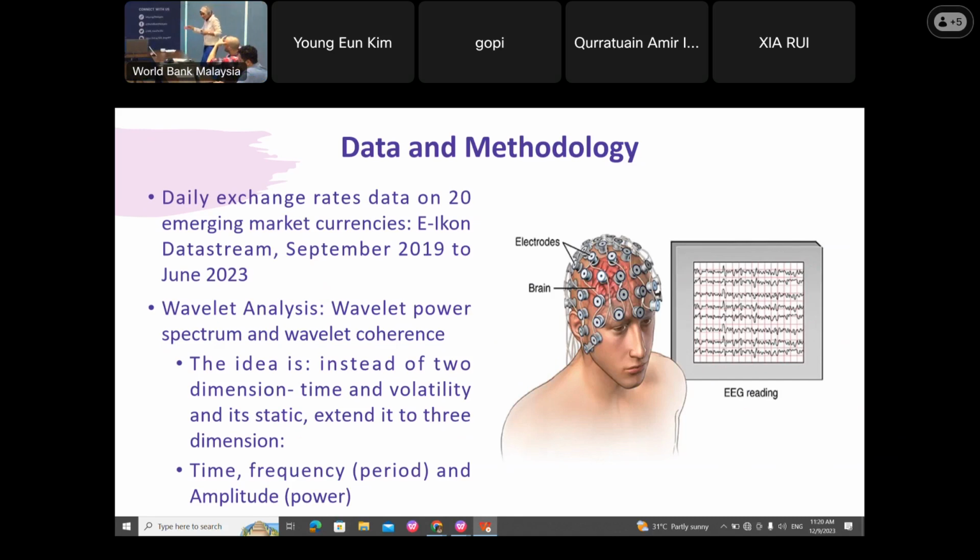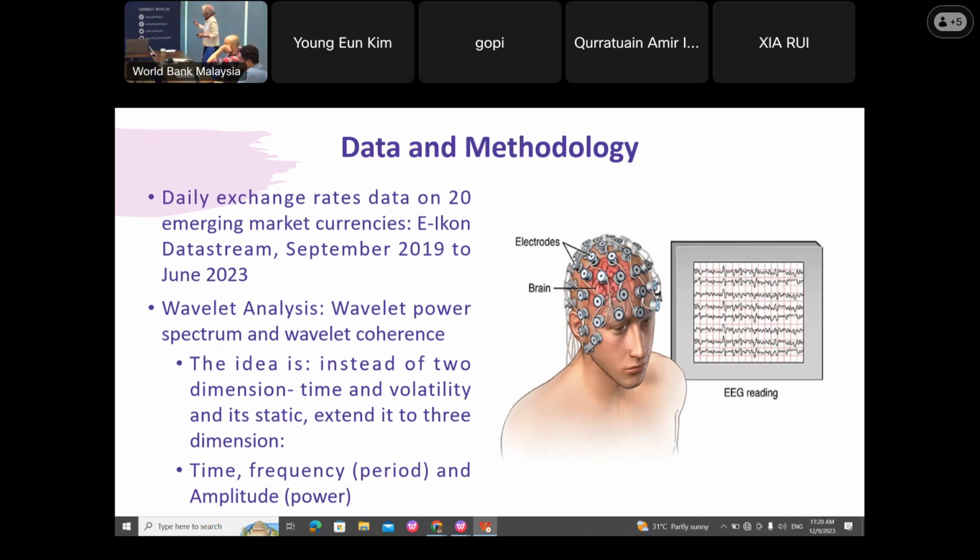So it can last long, but then it's not that strong, it's not abnormal currency volatility. It can last long, but it is not abnormal cross-correlations movement between the Chinese yuan and that particular emerging market currency. So that is captured by the power.